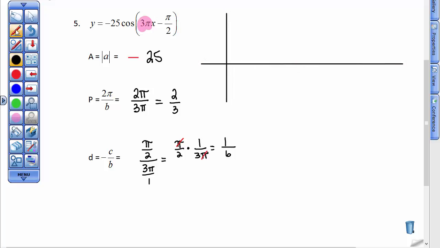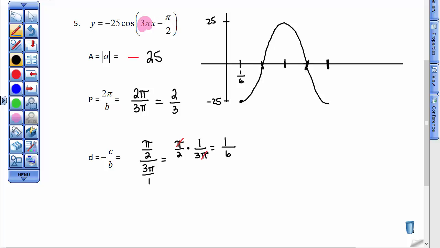And this curve displaces 1/6 of a unit. The period is 2/3. I'll come back to that in a minute. It's a cosine curve that starts at a negative 25. So I'm going to start it right here. I'm going to show one cycle, or I'm sorry, a quarter of the cycle, another quarter, and another quarter, the last, right there. Let's put in our tick marks.